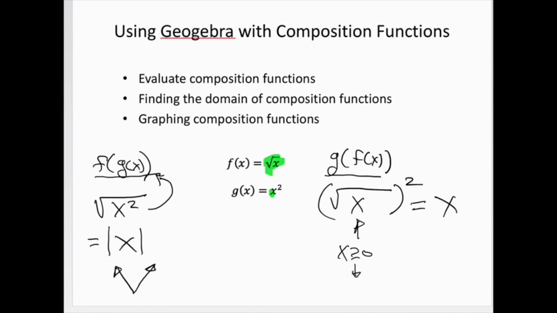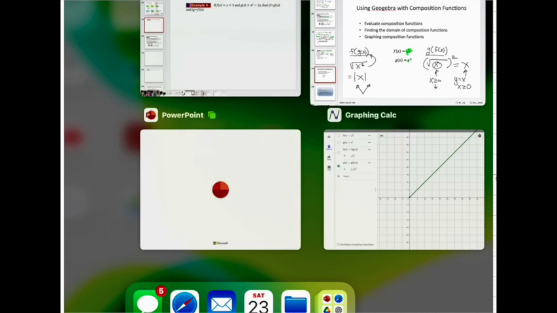So all of my values that are going to come out are values that are greater than or equal to 0. When we simplify this, it is going to be a line. However, it's going to be the line y equals x with a restricted domain. It's going to be y equals x where the domain is only x is greater than or equal to 0.